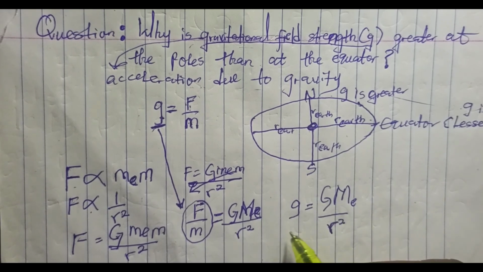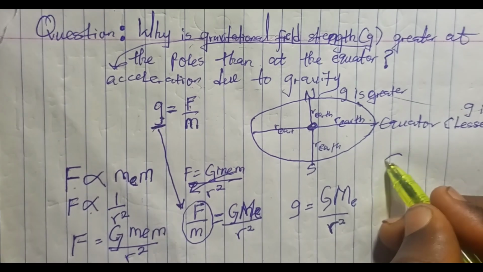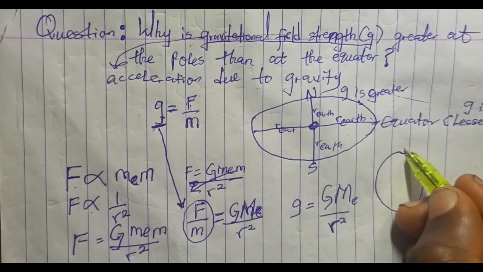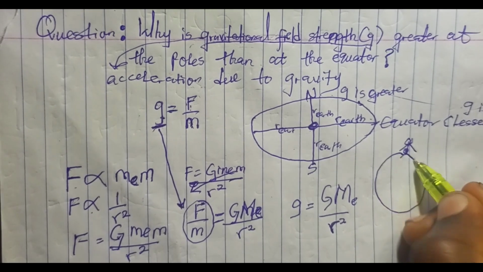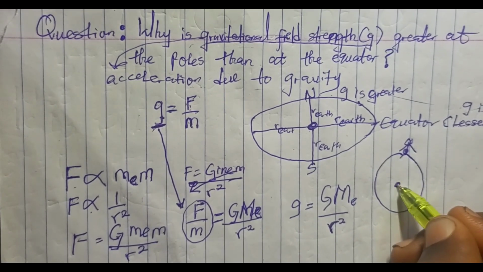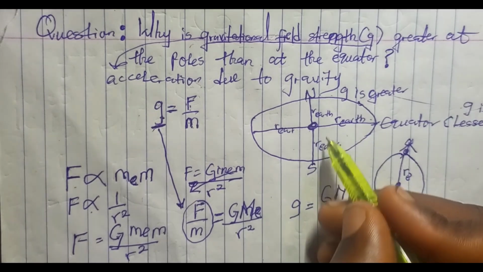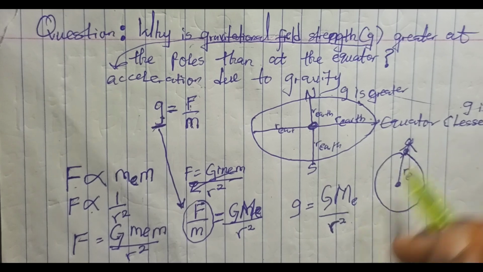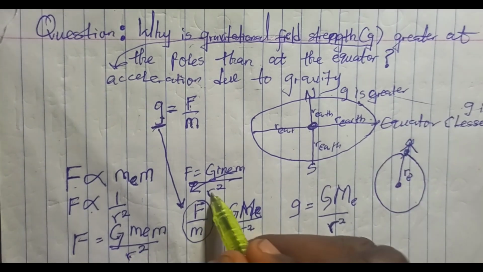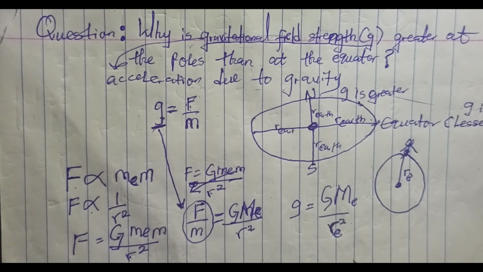And it should interest you to know that this distance between you and the Earth, if you are on the surface of the Earth and you look at the center of the Earth, from here to here is actually the radius of the Earth. From here to here, radius of the Earth. Does it make sense? So the square of the distance between you and the Earth is actually the square of the radius of the Earth, if you are on the surface of the Earth.